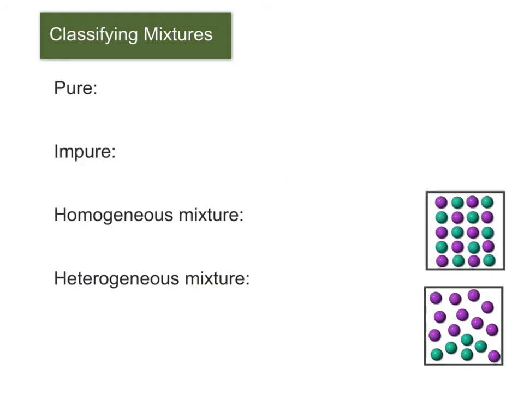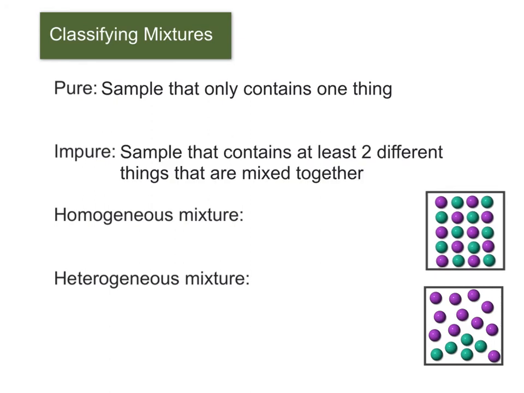Finally, I just want to touch briefly on the different types of mixtures, and you're going to have a video tomorrow that will go into this in more detail, but I just wanted to go over a couple of definitions. So a pure substance is by definition not a mixture. A pure substance only contains one thing, whereas an impure substance would be a mixture. This would contain at least two different things, which are mixed together, and so they're no longer pure.